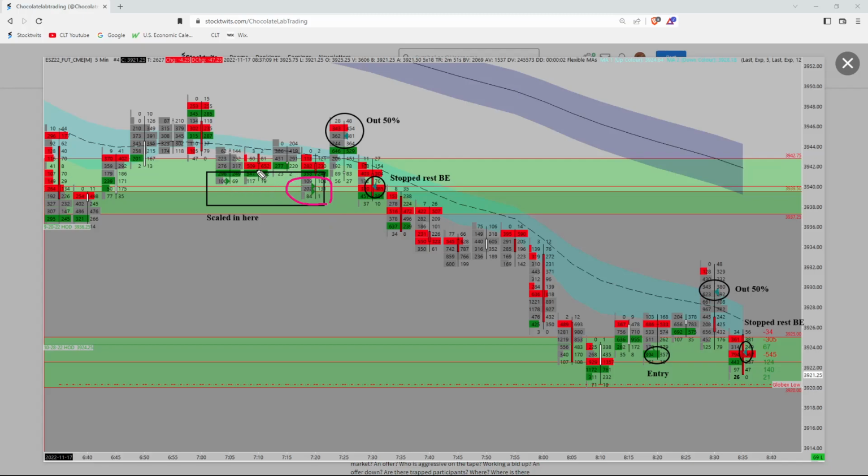That's why I only did a third size, expecting a stop run, and then once I saw the stop run, I was able to get the rest of my size on. We see here, quick wick up, we run these highs, stop out anyone who's selling there. That's where I took off 50%, and then of course, as you know, stopped out the rest.